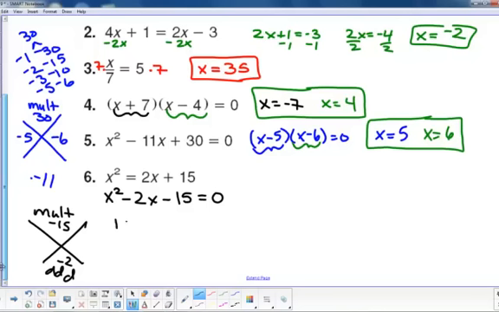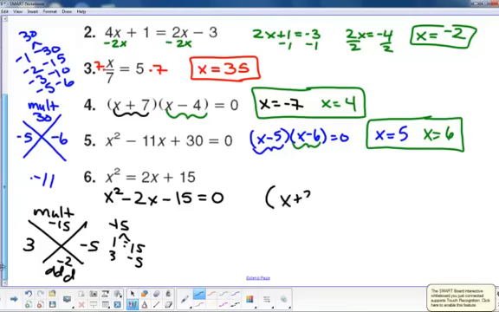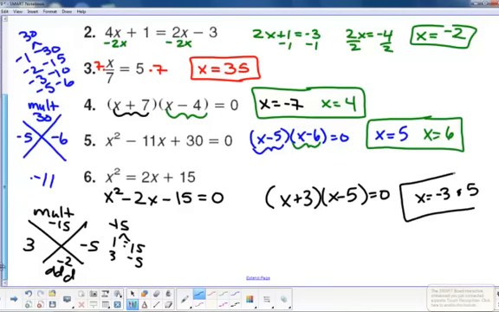So if you think of the factors of 15, you have 1 and 15. Since we're adding to get a negative, the bigger one's going to be negative. 3 times 5, and that's our answer. 3 and negative 5. Oh boy. Now it's working. So x plus 3, x minus 5. So our 2 solutions are negative 3 and positive 5.